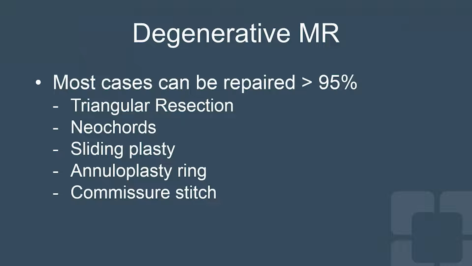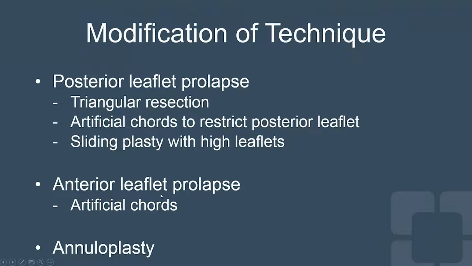of cases, and this can be done through a number of various techniques. Essentially, these 5 techniques will allow you to repair about 95% of mitral valves. And this is a triangular resection with neocords, sliding plasty, annuloplasty ring, and a commissural stitch. So the most common type of degenerative mitral regurgitation is posterior leaflet prolapse, and this can be addressed through a triangular resection. I'll show you some diagrams in the upcoming slides.